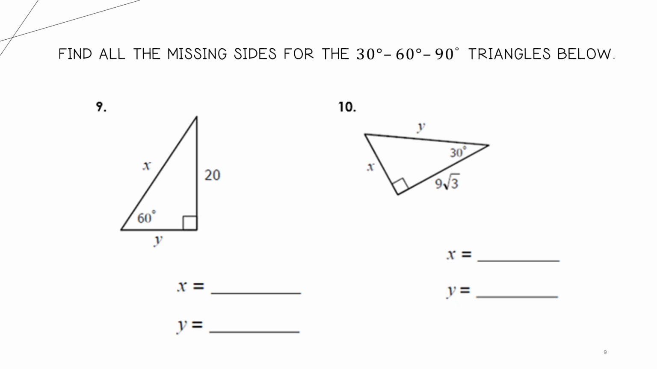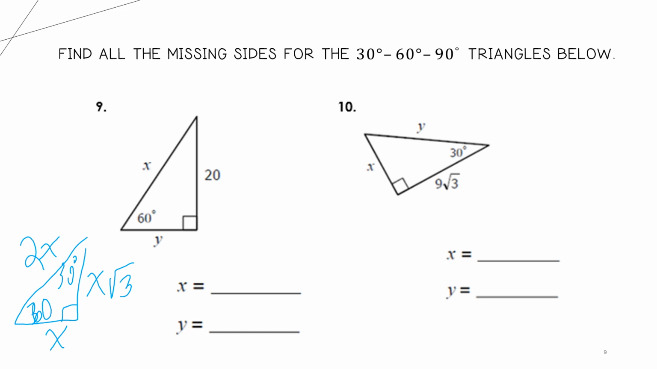All right. On 9 and 10, both of these, we have the longer leg, and we need to find the short leg and then the hypotenuse. So again, our short leg is x, our hypotenuse is double x, and then our longer leg is x root 3. So I'm actually going to do number 10 first, just because I think it's going to be a little bit easier than number 9. So since we have the longer leg, we want to find the short leg.